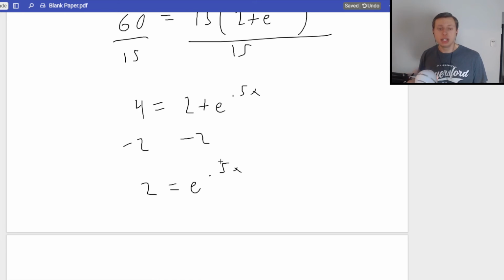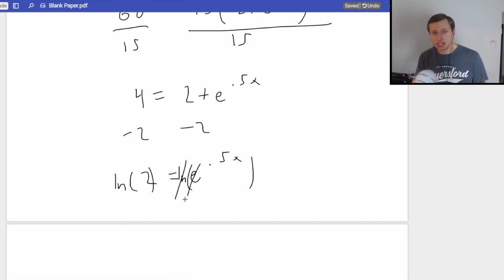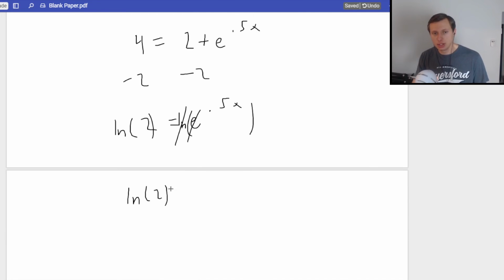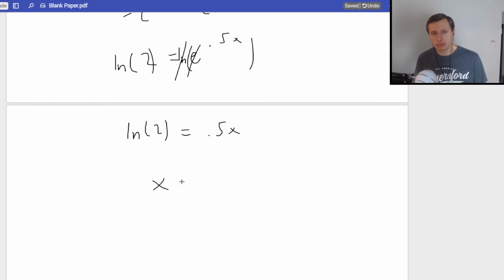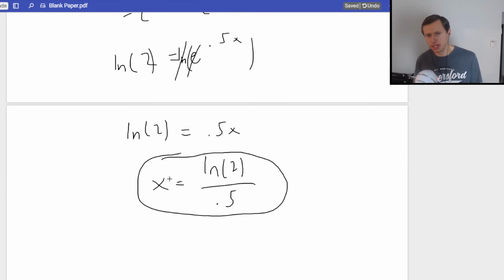Well, I need to get rid of the base e. And the only way I can do that is by taking the natural log of both sides. Now, natural log and e cancel out, and so natural log of 2 on the left equals now just 0.5x. So if I just divide both sides by 0.5, we get natural log of 2 divided by 0.5, and this is fine as your final answer. You can plug it in as a decimal. I don't care. This is good. Any questions for this one?